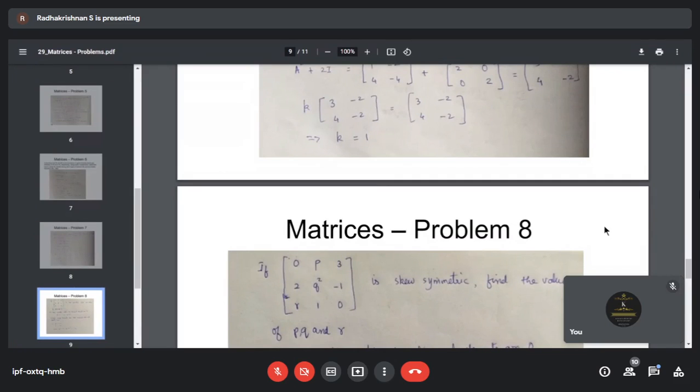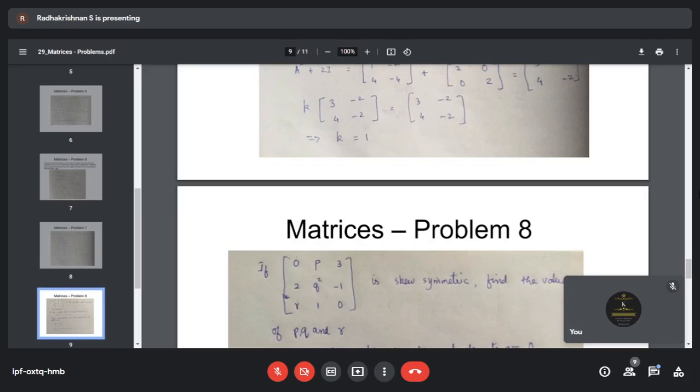This is one of the easiest questions in the set today. A matrix is given, which is [[0, p, 3], [2, q squared minus 1, r], [1, 0]], and this matrix is a skew symmetric matrix. Then find the values of p, q, and r. So what are the characteristics of a skew symmetric matrix? A transpose is equal to minus A, sir.